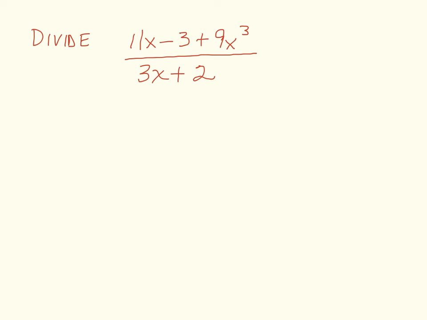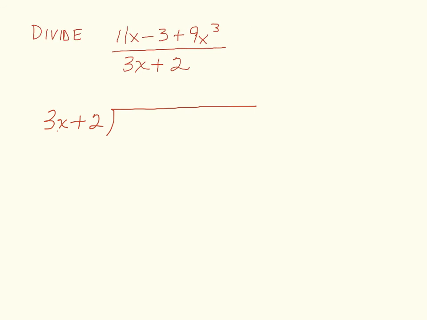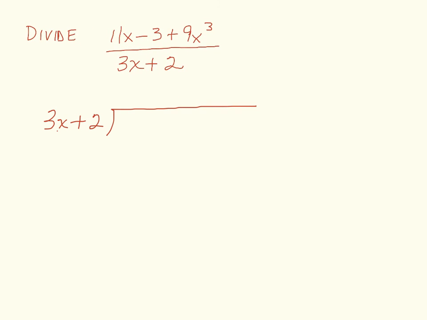Now look at this one. We have 3x plus 2 divided into 9x cubed. We have to put them in order, and we have to insert what's missing. We have an x cubed, we have an x, we don't have an x squared, so we have to put 0x squared plus 11x minus 3 in that order.